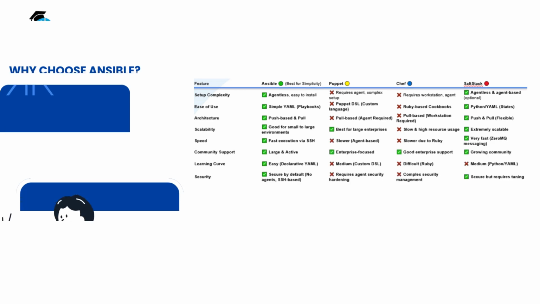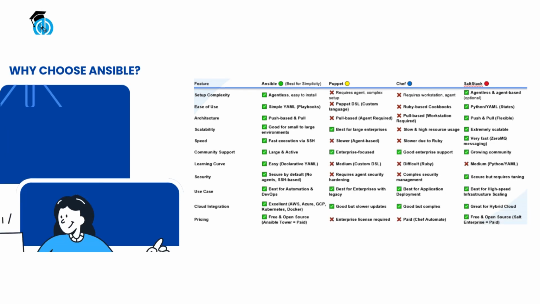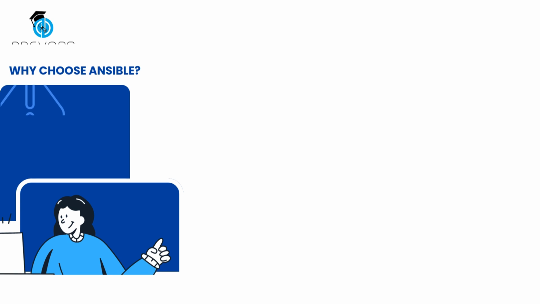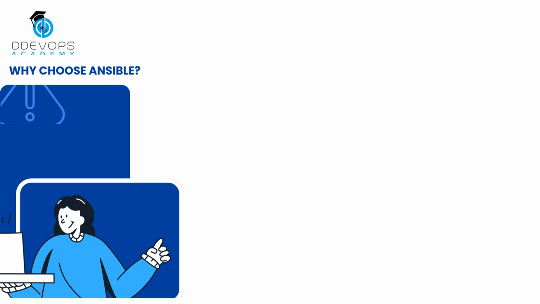Let's break down why Ansible stands out among configuration management tools. It's agentless, easy to set up, and uses simple YAML syntax, making it ideal for beginners and pros alike. Compared to Puppet, Chef, and SaltStack, Ansible offers faster execution, better cloud integration, and a smoother learning curve. Whether you're scaling infrastructure or automating deployments, Ansible delivers simplicity without sacrificing power.